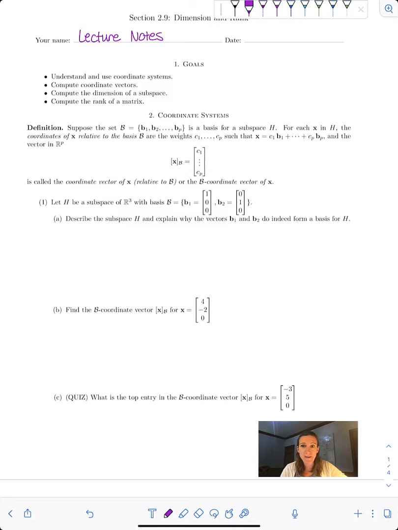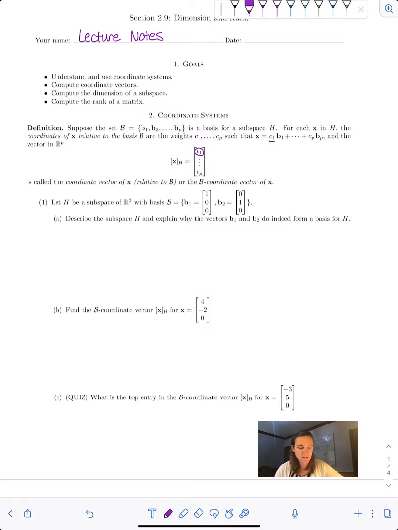So let's say you have a set of vectors that form a basis for a subspace H. Then each vector in your subspace has coordinates relative to the basis. Essentially, if you write your vector as a linear combination of your basis elements, then you take the coefficients and put them in a vector themselves.